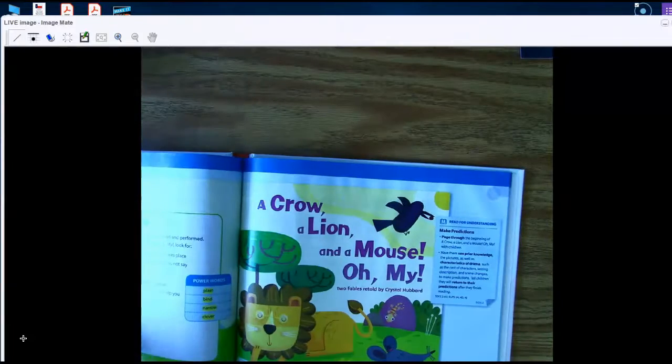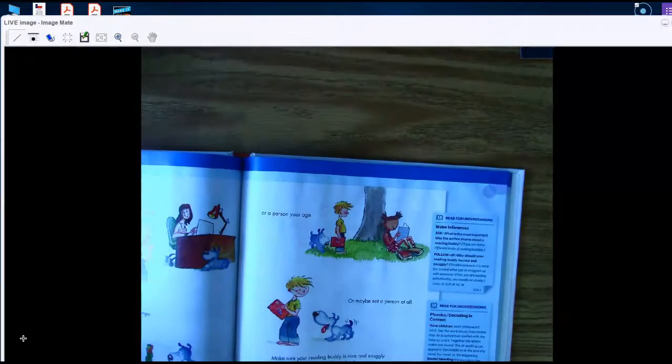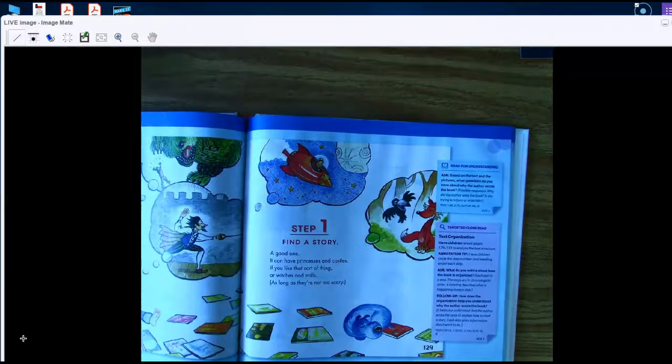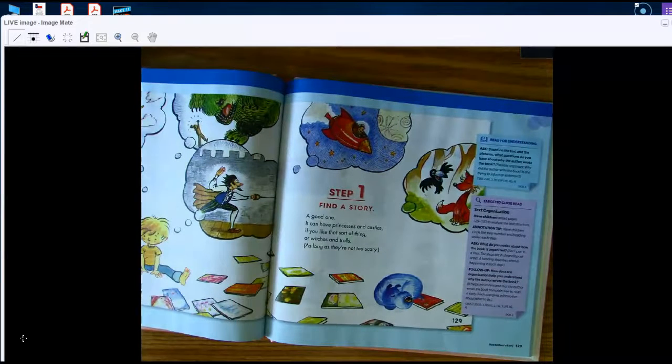Okay, you'll just follow along. One 28. Boys and girls, just turn the page. All right. Step 1. Find a story, a good one. It can have princesses and castles if you like that sort of thing, or witches and trolls, as long as they're not too scary. So what on this page shows me what order I'm in?